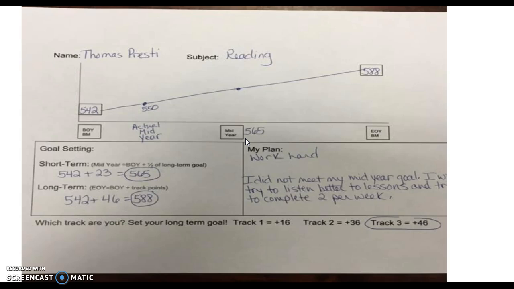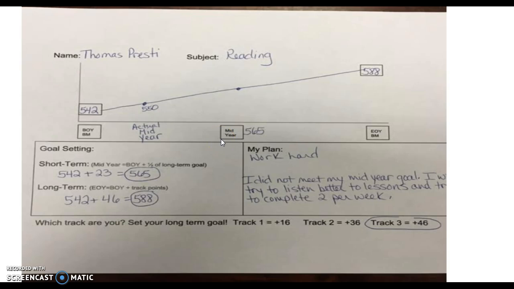Unfortunately, Thomas's actual mid-year was 550. So he went ahead and plotted that on his aim line, a little bit further from 542, but 550 is definitely going to fall closer to 542. So he went ahead and placed that on his aim line. Unfortunately, Thomas did not meet his goal, so he needs to reflect upon that. He did make 8 points growth, which is great.